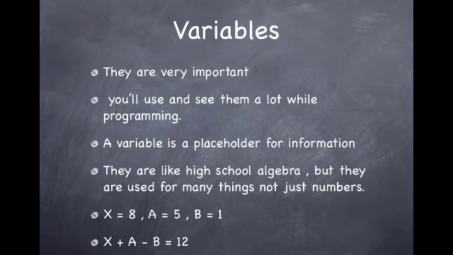Now, if you can remember back to high school algebra where your teacher may say x equals 8, a equals 5, b equals 1, and you may have a simple equation like x plus a minus b equals 12. Simple, right? Well, variables are basically the same concept, except this time we're referring to values that can be numbers, but also other data. So x equals 8, a equals 5, and b equals 1, and this could be any pronumeral, or equal to any value. The variables are the same, except we're holding different types of data in them. So that's basically what a variable is.